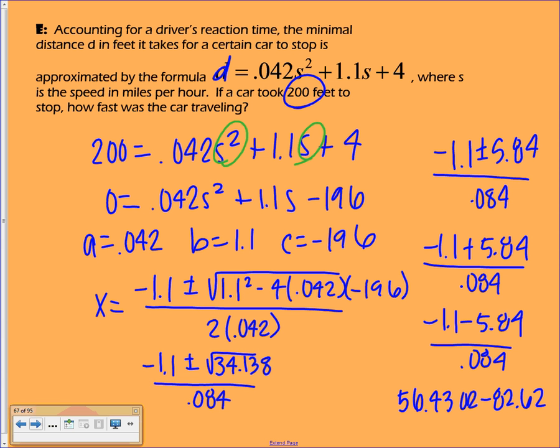Okay, so now read your question. If a car took 200 feet, how fast was it traveling? It's not traveling negative 82, it's traveling 56 miles per hour. So show me both, cross out the negative, circle the positive, and we should be all set.